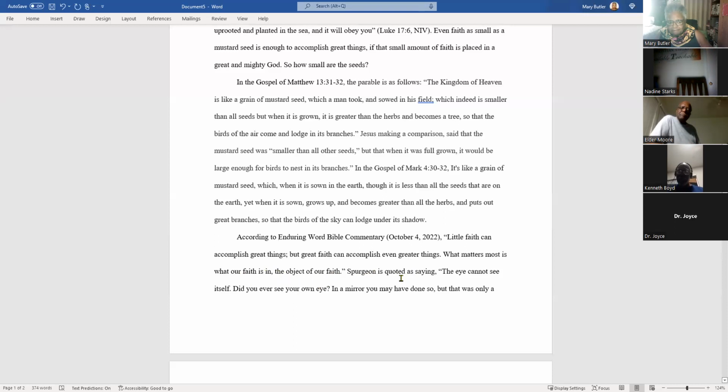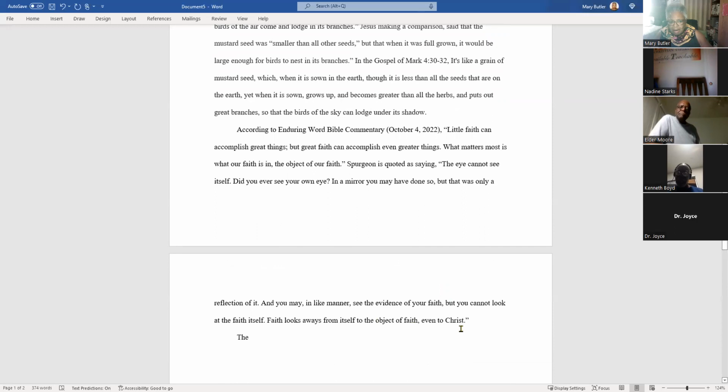Then Spurgeon. This Enduring Word quoted Spurgeon. Spurgeon has written Bibles. He's written commentaries. He's one of our great theologians. Spurgeon is quoted as saying, I'm quoting Spurgeon. This is what Spurgeon said. Look how much it made my paragraph. Okay? End quote. All of that, I got Spurgeon to write that for me. I got him to say what I wanted to say. And I got how many paragraphs?